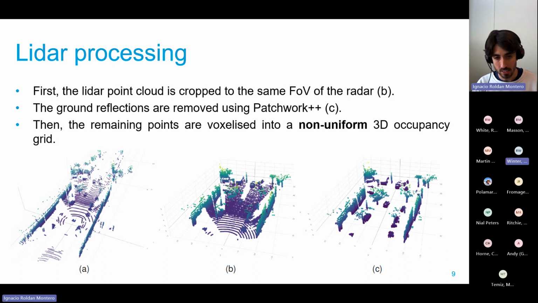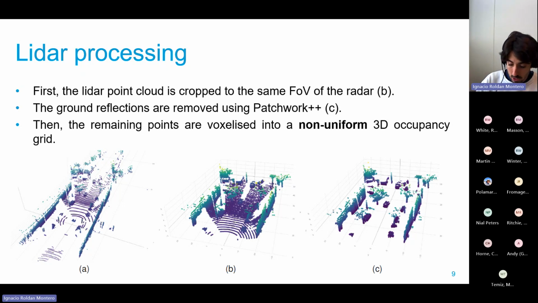But we know that the radar has a different field of view. It's not a 360-degree sensor. So the first thing we do is we crop the LiDAR into the same field of view of the radar. And then we also remove all the ground points, because of the shallow angle that we have with the radar, most of the road doesn't have reflections. So we employ an algorithm called Patchwork++ to do this, and the result you can see on the right image. And as you can see, the image is quite clean. You can even see by eye the cars or the trees, so you could use this data.